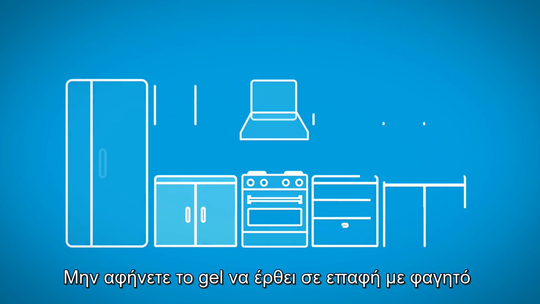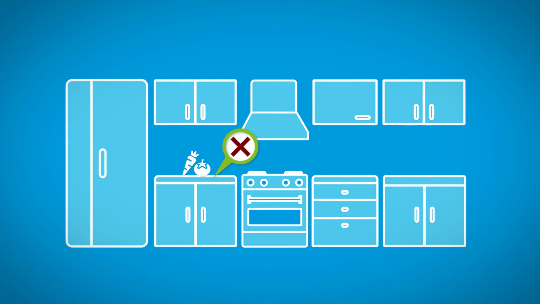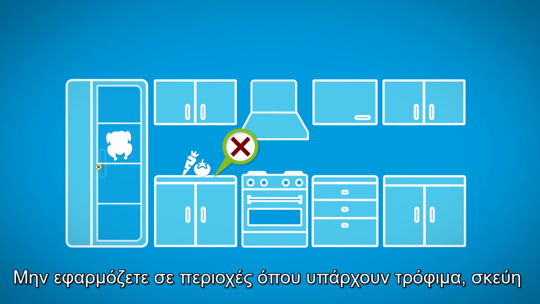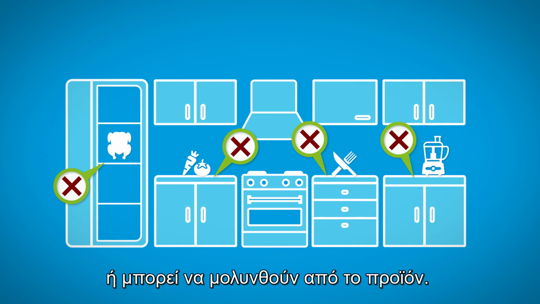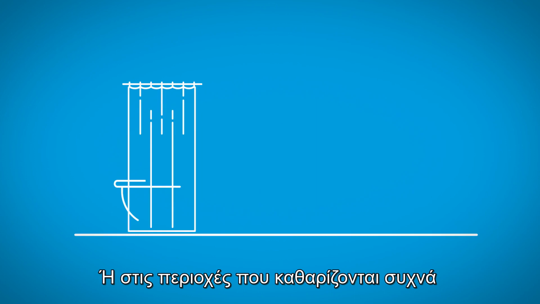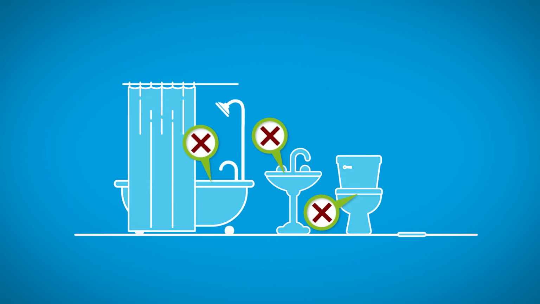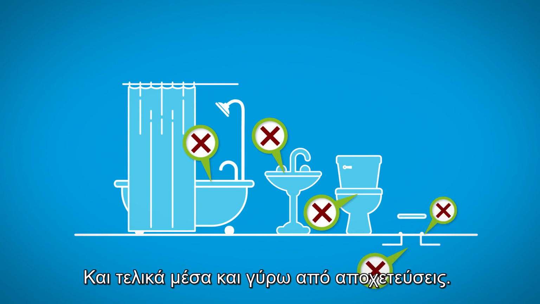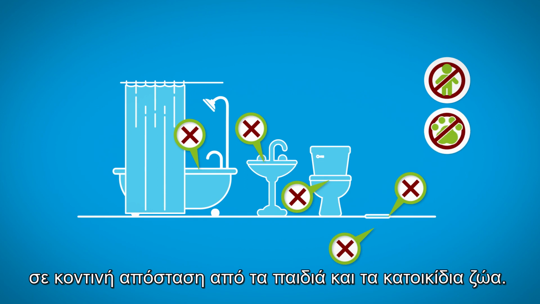Do not allow the gel to come in contact with open food or any surfaces where food is used. Do not apply to areas where food, utensils, or food processing surfaces come into contact with or can be contaminated by the product. Or in areas that are frequently cleaned, as this will remove the gel bait. And finally, in and around drains. The product should never be applied within the reach of children and pets.